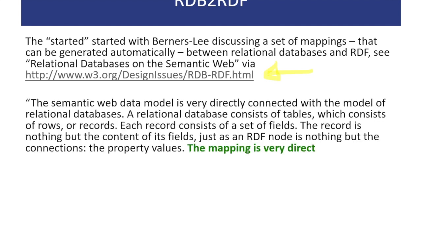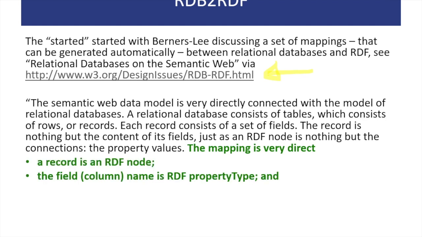The semantic web data model is very directly connected with the model of relational databases. A relational database consists of tables, which consist of rows or records, and each record consists of a set of fields. The record is nothing but the content of its fields, just as an RDF node is nothing but the connections, the property values. And then he proceeded to state the mapping is very direct. A record is an RDF node. The field, column name, is an RDF property type, and the record field, table cell, is a value.